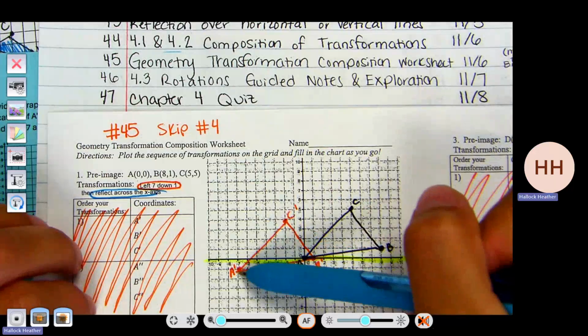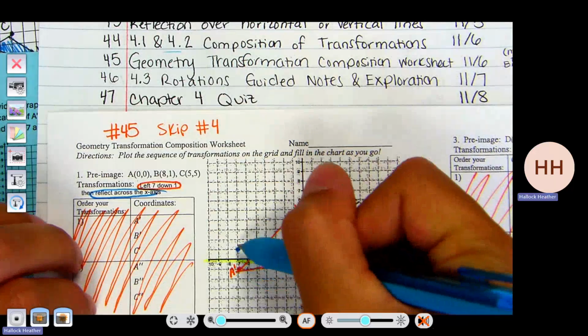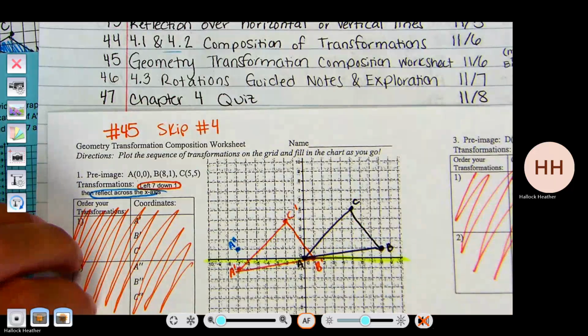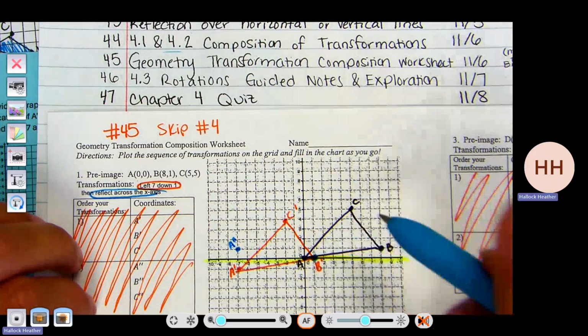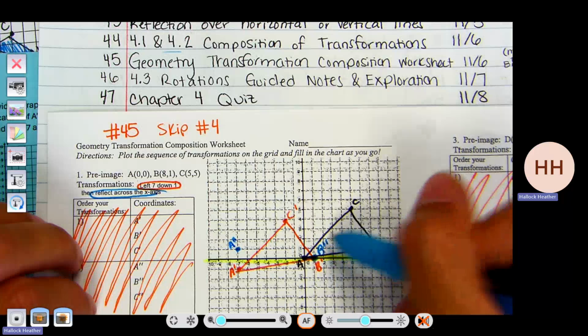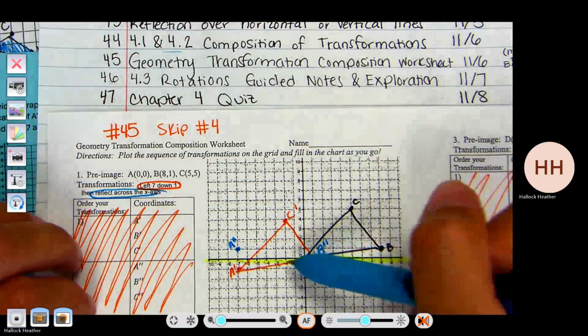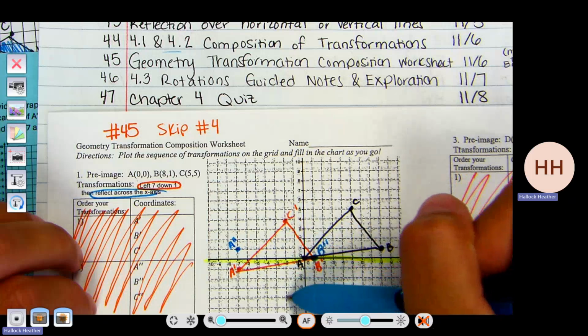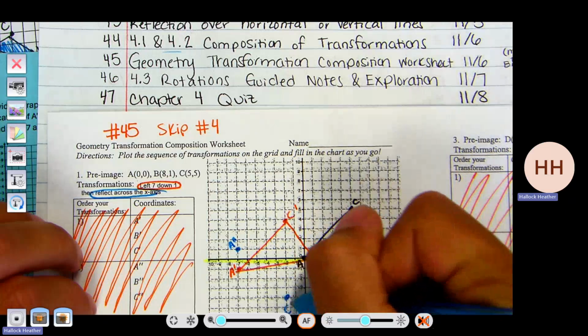So A is 1 down, so A is going to be 1 up. B stays exactly the same because it's on the x-axis. So you can't go up anything because you didn't go down anything. C is 4 up, so C is going to be 4 down. 1, 2, 3, 4. So C double prime is right here.